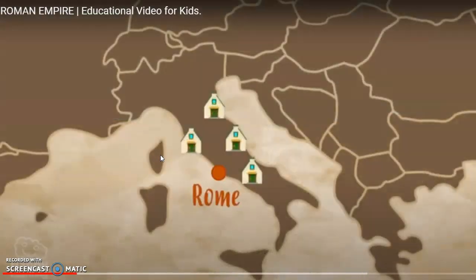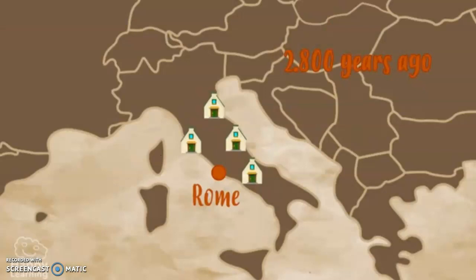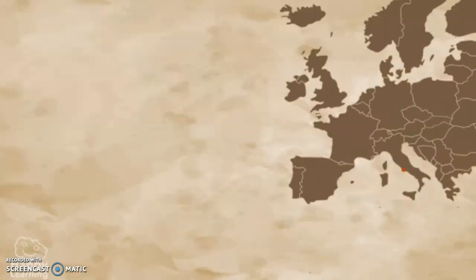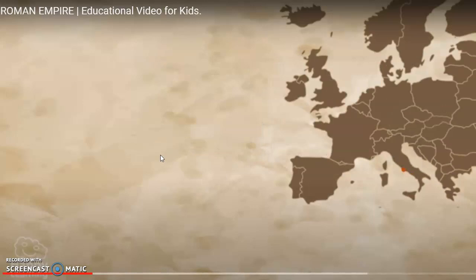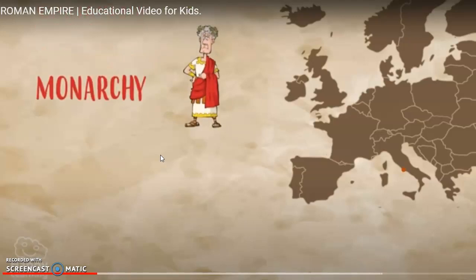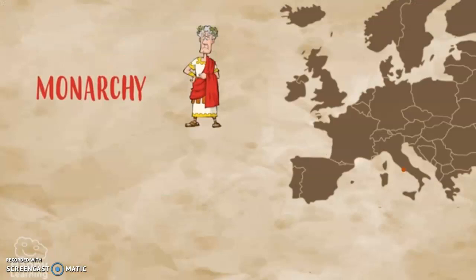Rome was founded almost 2,800 years ago with the union of several villages in Italy. First, it was a monarchy. Those who commanded were the kings. But later, it became a republic.